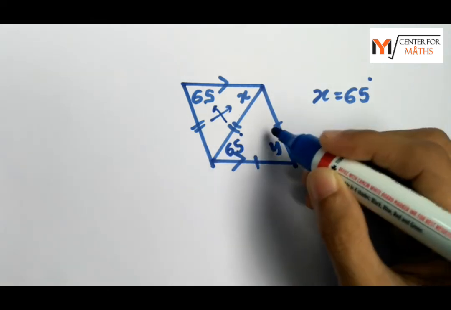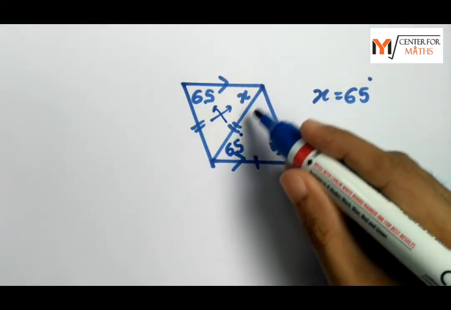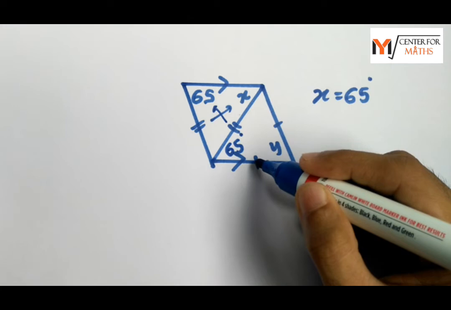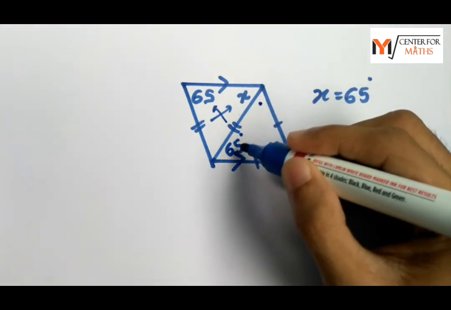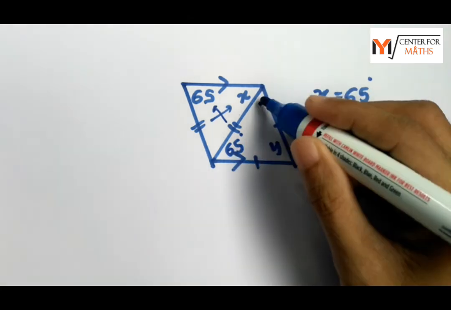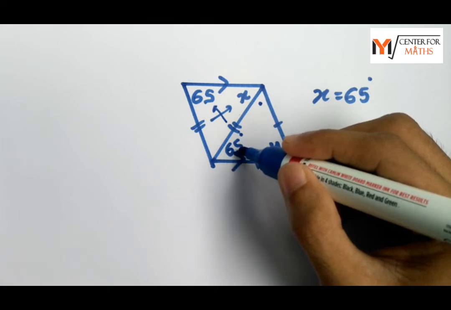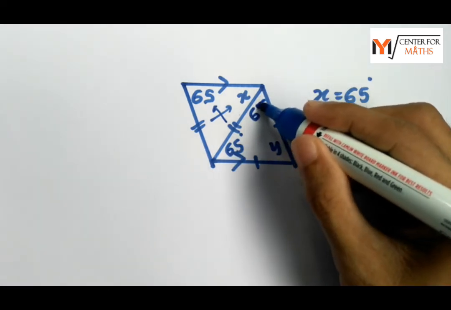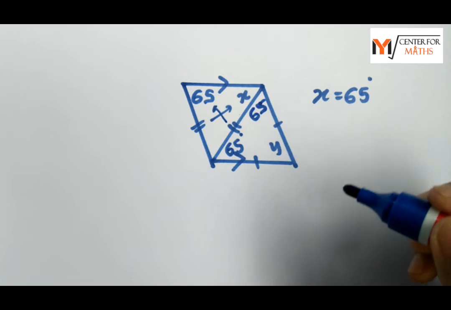Again, we'll move to the isosceles triangle. Here you can see there is another isosceles triangle. In this isosceles triangle, the angles opposite the equal sides are these two. So here 65, then how much is this part? Again 65.